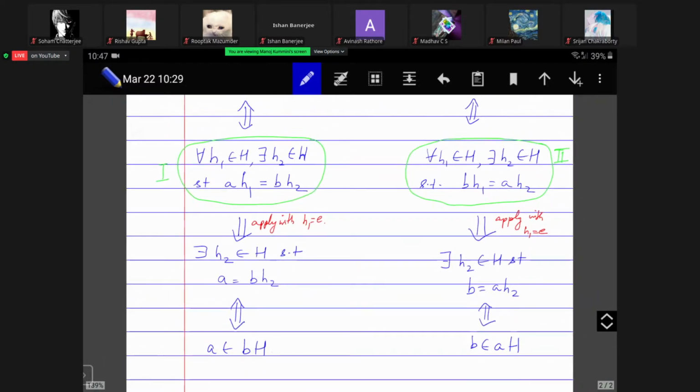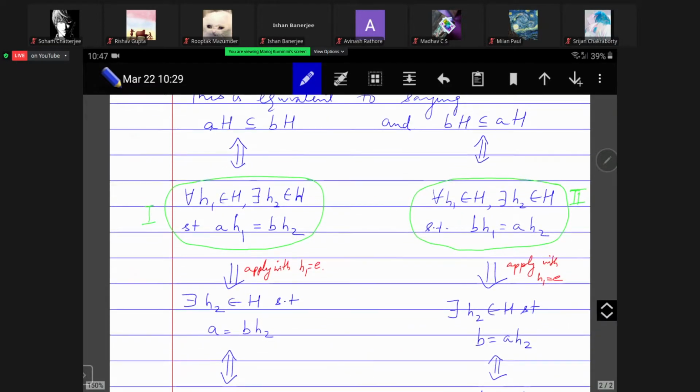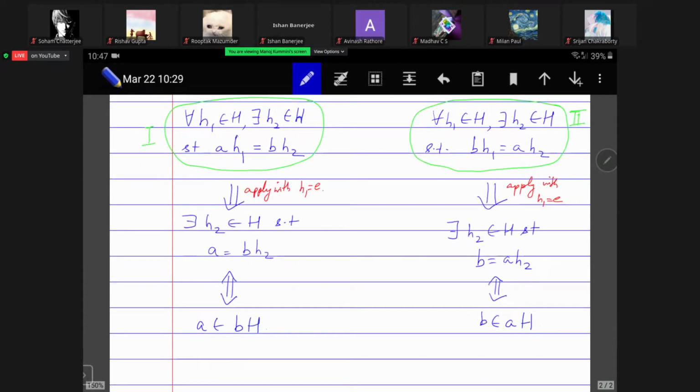Remember, the two bidirectional arrows follow from the definition or are immediate. The two downward arrows that I've labeled, with an explanation in red, are only one direction. They're not bidirectional. There is only one implication that we have, which is obvious, and we have used it. But now let us think about the other direction.